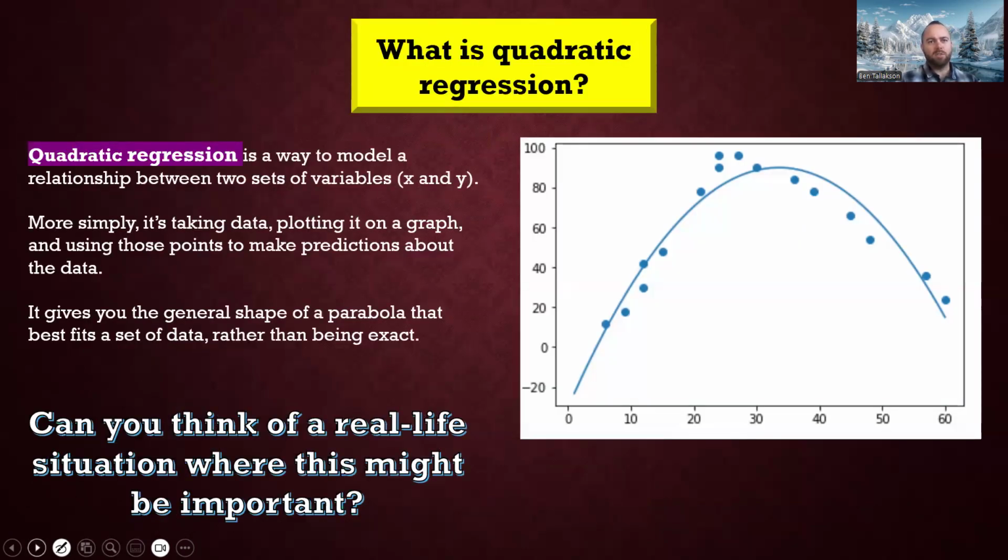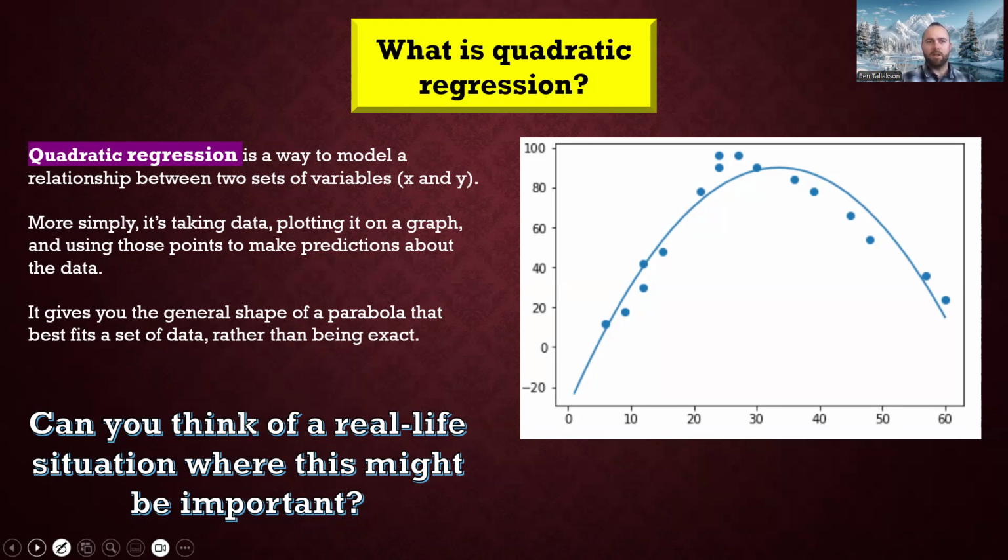So what is quadratic regression and why does it matter? Well, it's a way to model a relationship between two sets of variables x and y, which is any point, if you think about it, has an x and y value. But we're talking about specifically the relationship between the bits of data, like the dots you see on this graph.